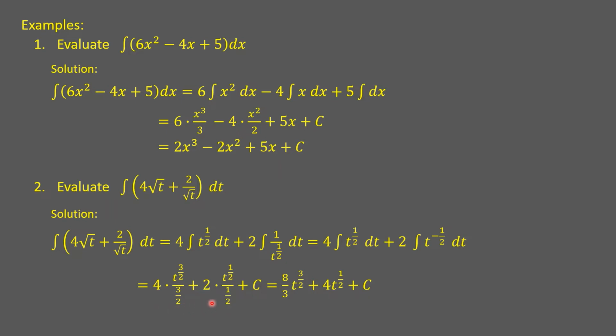Hence, the integral can now be written equal to 4 times t to the 3/2 divided by 3/2 plus 2 times t to the 1/2 divided by 1/2 plus the arbitrary constant c. But 4 divided by 3/2 is equal to 8/3, and 2 divided by 1/2 is equal to 4. Hence, this integral is now written equal to 8/3 t to the 3/2 plus 4 times t to the 1/2 plus c.